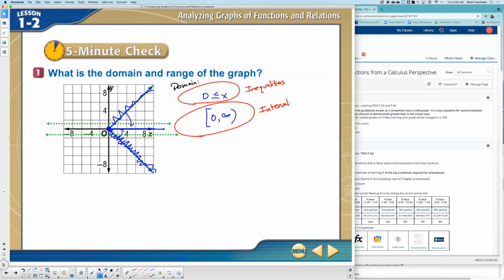At this stage, I'm going to restart my graph. But this time for the range, I'm going to smash everything to the y-axis. I want you to envision everything being pushed to the y-axis. So here we go. Let me clear this.